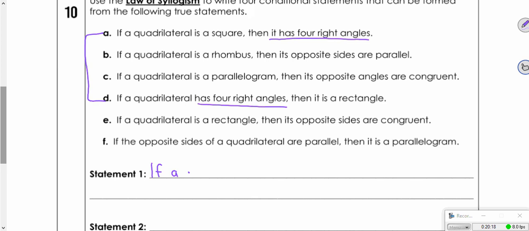Good. If a quadrilateral is a square, then it is a rectangle. And that is true. Every square is also a rectangle. For that matter, every square is also a rhombus. But okay.